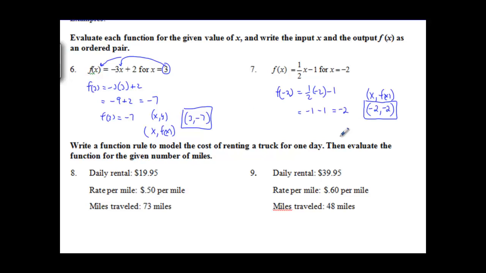Welcome back. Number 7, you should have gotten for the coordinate x, when we inputted a negative 2, out comes the output, or the f of x, so we get negative 2, comma, negative 2. Number 8, we're going to write a function rule to model the cost of renting a truck. So we're taking the cost of renting a truck, and then we're going to evaluate the function for the given miles that we actually drive it.